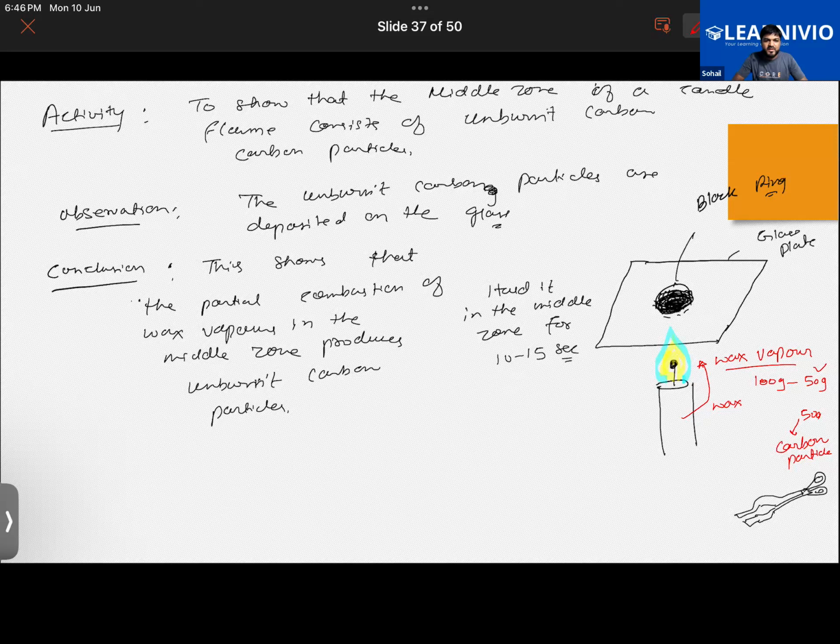Like what we learned in the previous classes about fire. What did we learn about fire? How did we define fire, by the way? Yes, it's combustion.